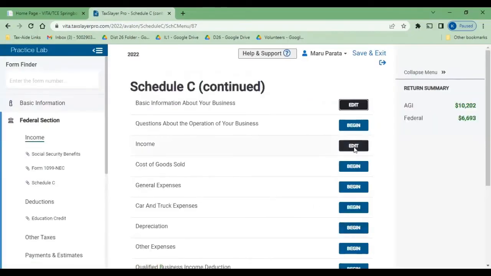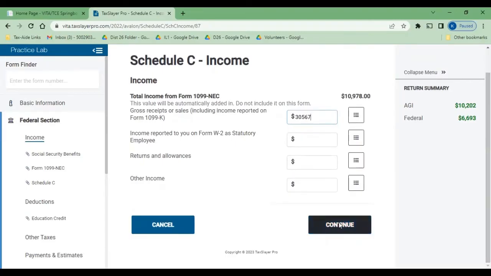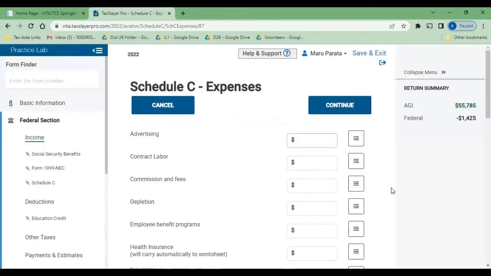Then we'll go to the income input. You can see here that the 1099 non-employee compensation income is already included. It pulled that forward. We are going to enter his cash income under gross receipts. $30,567 is what he showed us on his worksheet. And we'll click continue. And now we'll go to expenses. We'll do general expenses first, which he has listed on the worksheet. I'm going to pause the video here for me to enter them.